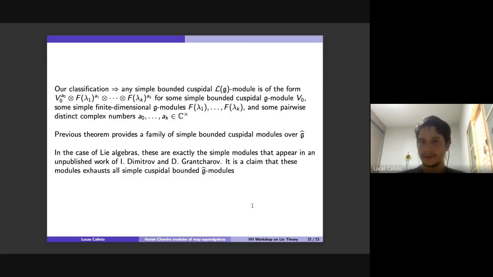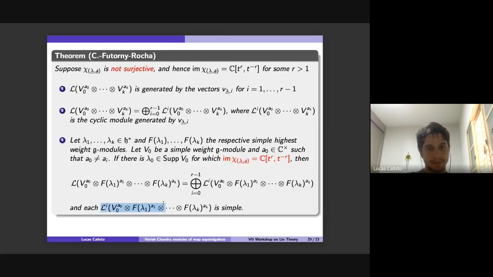I want to finalize by saying that our classification of modules over the map superalgebra implies that any bounded cuspidal module over the loop superalgebra is going to be an evaluation module of this form, where these a_i are just pairwise distinct points, these F_lambda_i are finite dimensional modules, and this V0 is just a cuspidal module. And the previous theorem provides a family of simple bounded modules over G hat. So we have a family now of simple modules over G hat.